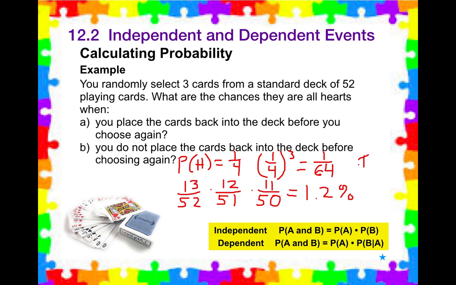This is the independent case, where you choose out of 52 each time, and this one is dependent, where you choose out of a lesser set every time. So the independent one, just for your information, is equal to 1.56%. So it's a little better chance of picking 3 hearts in the first scenario, where you place the cards back into the deck, than if you were just to leave them out in the second one.